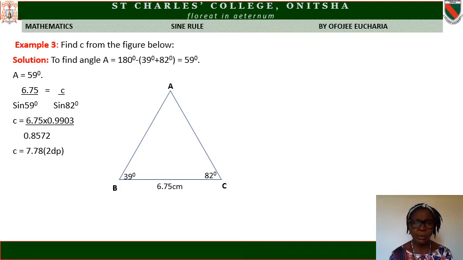And when we get to the calculator, you will say that sine 59 degrees is 0.8572 and sine 82 degrees is 0.9903. When we multiply 6.75 and 0.9903 and divide it by 0.8572, we have the answer in 2 decimal points to be 7.78 cm.